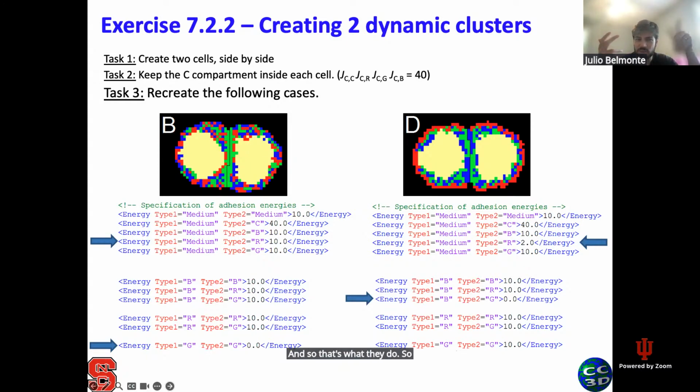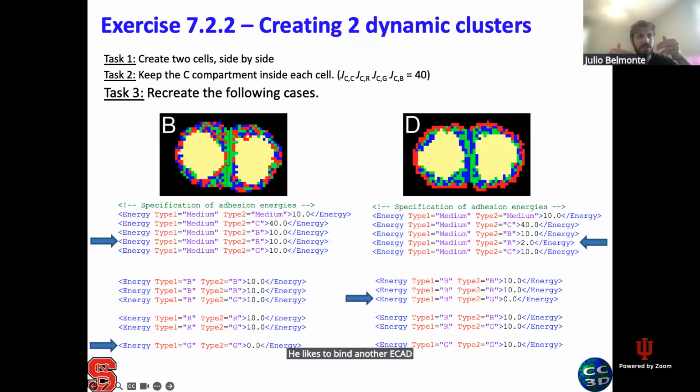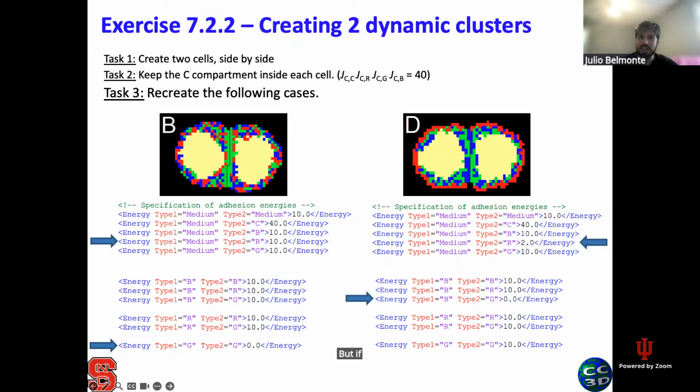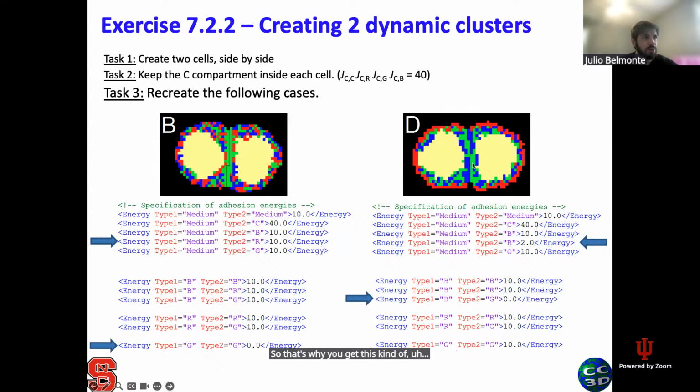So usually cadherins, and the one on the left is more like cadherin. So you have E-cadherin, it likes to bind to another E-cadherin on the other side. So if your green compartment represents E-cadherins, when you bring two cells together, they localize and bind there and make the connection. But if your red and blue compartments represent Fs and F rings, then they have this heterotypic interaction, right? Fs with F rings and vice versa. So that's why you get this blue and red region, and another which is red and blue. So this is going to be the cell boundary right in between here.